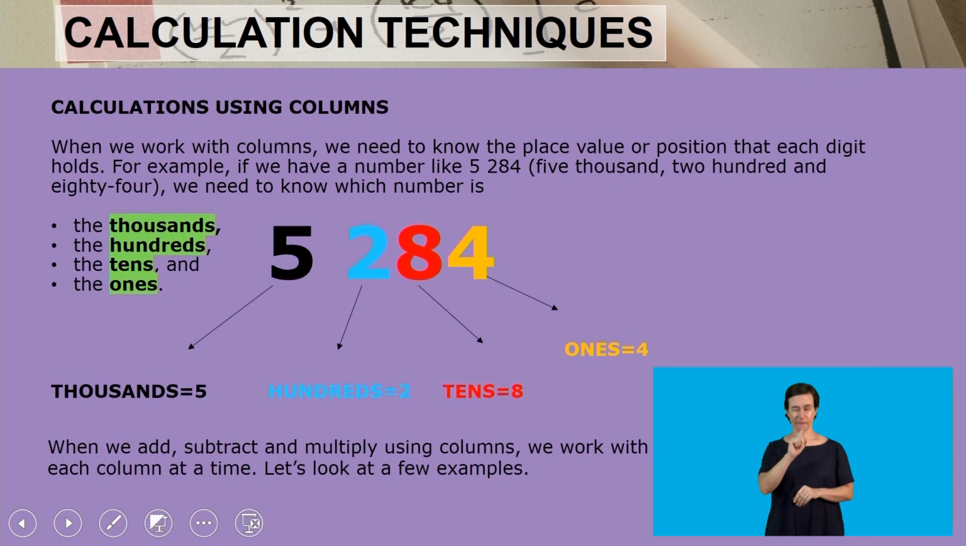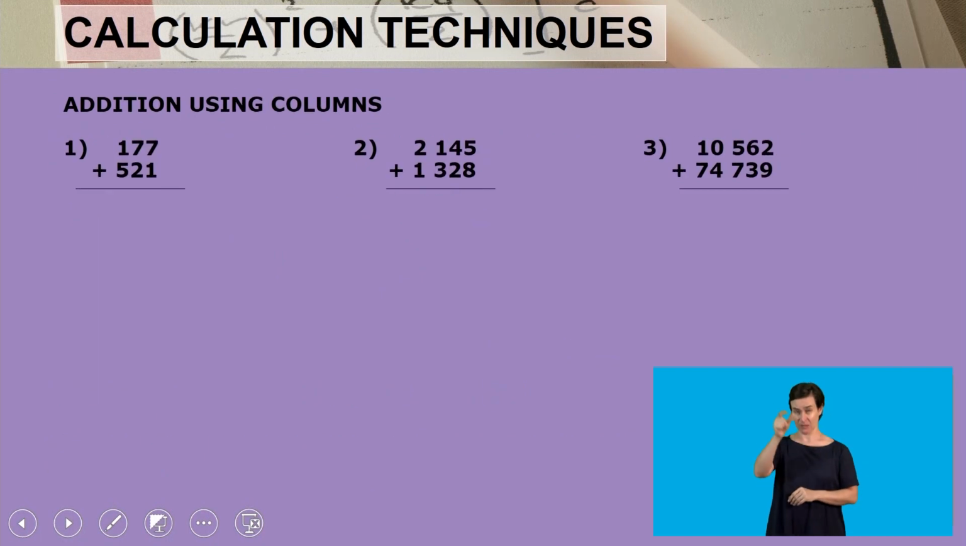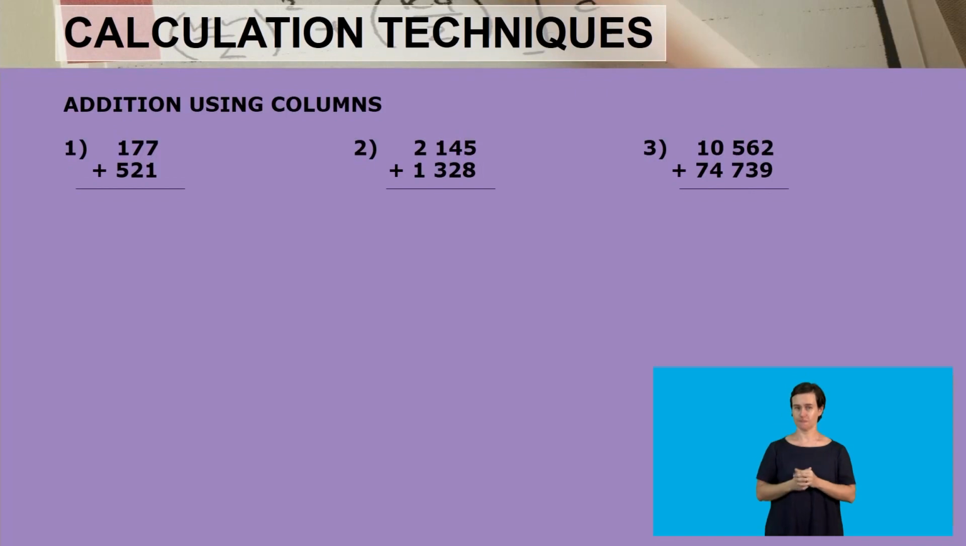Let's look at some examples of how we can do that. So we have a few addition sums here that we are going to work with. Let's start with the first one. I have 177 plus 521. When we are adding in columns, we need to make sure that we add the numbers according to their columns. We are going to start with the ones. So we are going to say 7 ones plus 1 one. So what is 7 plus 1? That is going to give me an 8.